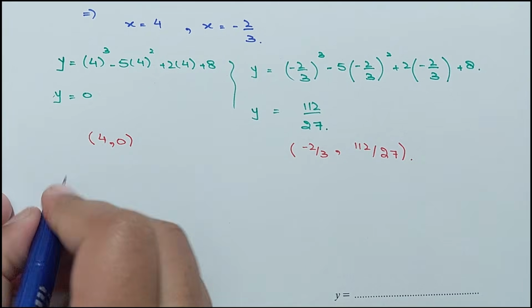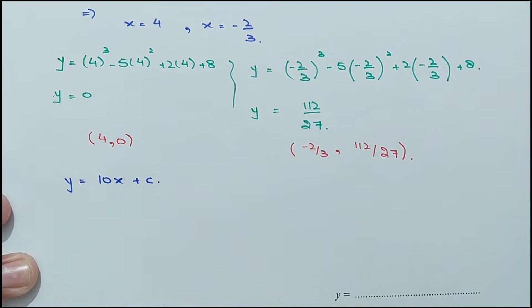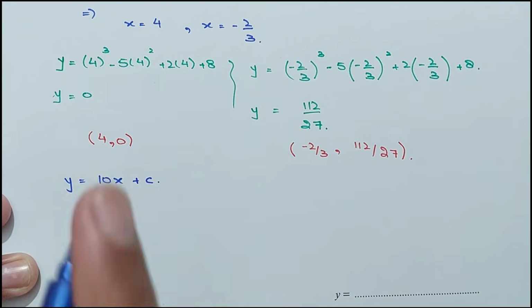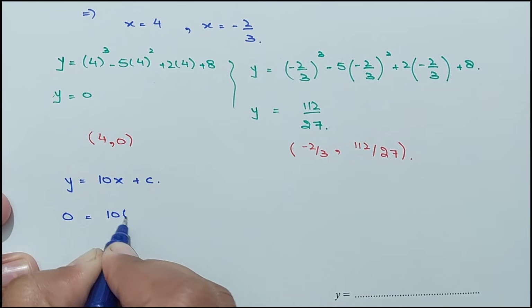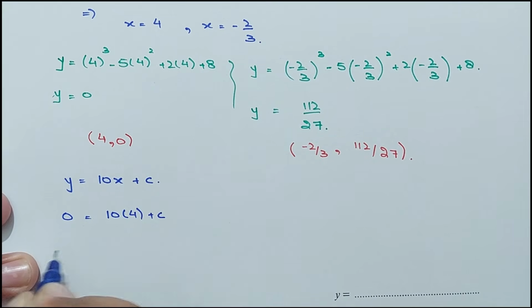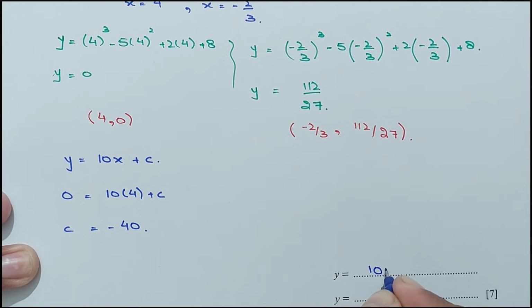So for the first one, we can say y equals to 10x plus c. To solve for c, plug this value. X is 4 and y is 0. So 0 would be equals to 10 times of 4 plus c. And c should be negative of 40, right? So this should be y equals to 10x minus 40, the first one.